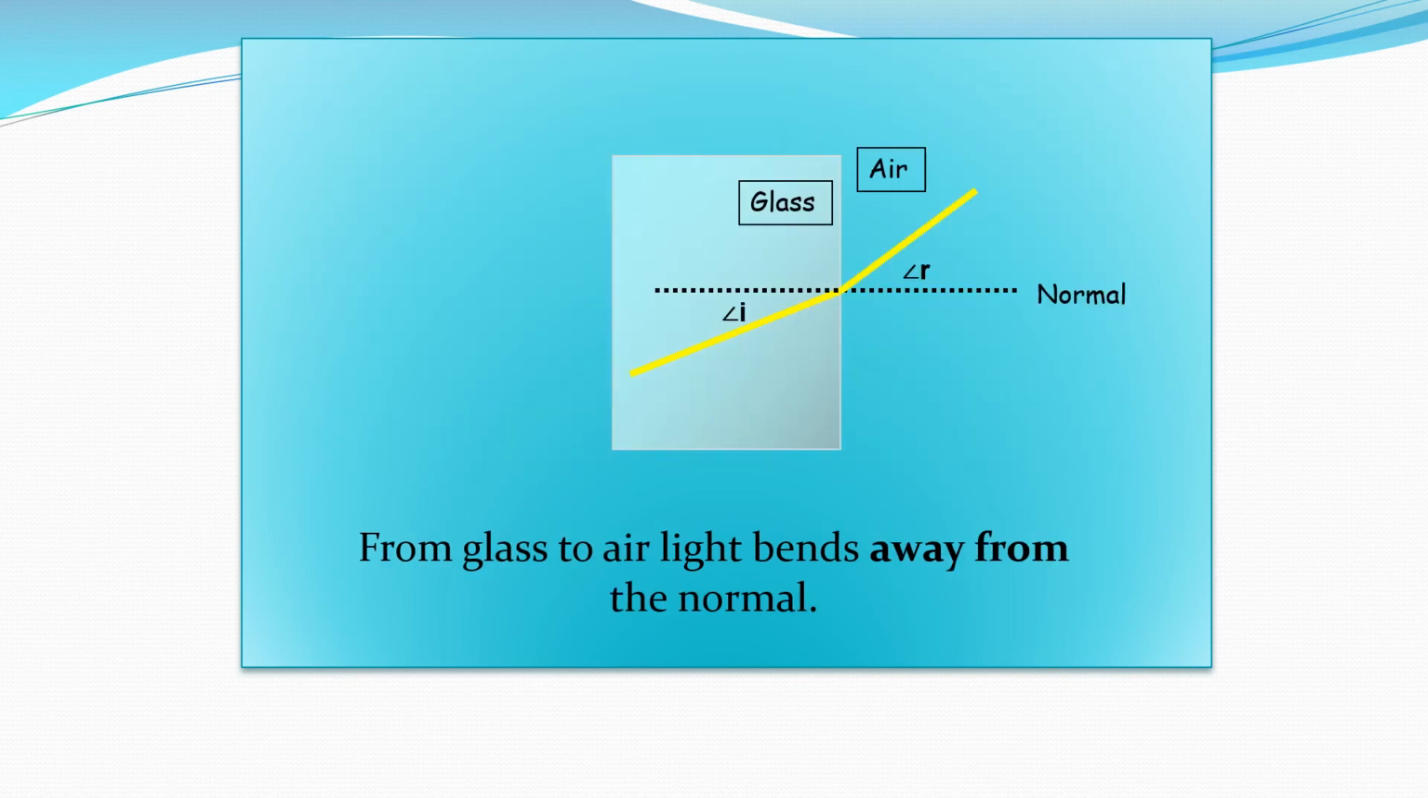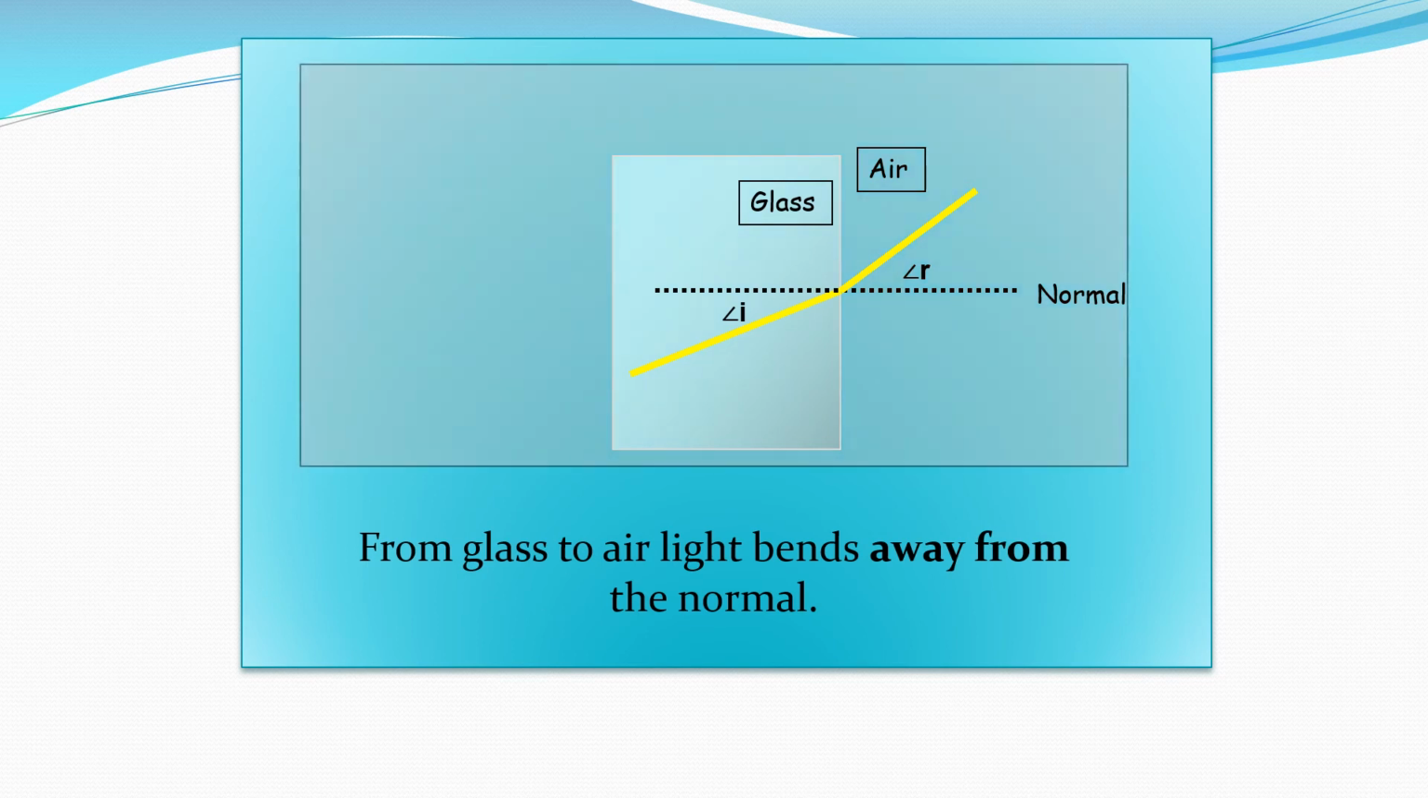Now, when we have a light moving from glass to air, again, we have our angle of incidence and our angle of refraction. This is our angle of incidence because it is going in to our boundary, and this is our angle of refraction because our ray of light has been refracted, again between the normal and the ray of light.